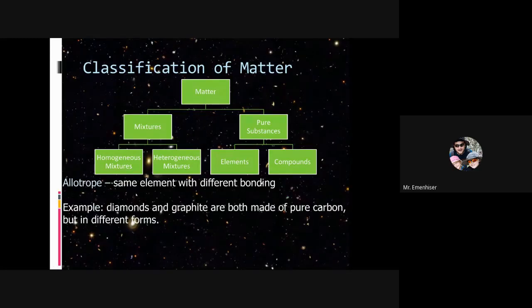An allotrope is the same element with different bonding. I'm not too worried about that. Diamond and graphite are both made out of carbon, but the forms are different. That's why diamonds are really strong and really hard, whereas graphite is used in your pencil lead, so it's very soft. These two things are called allotropes. We could also call them polymorphs, where they have the same element but different structure, different forms.